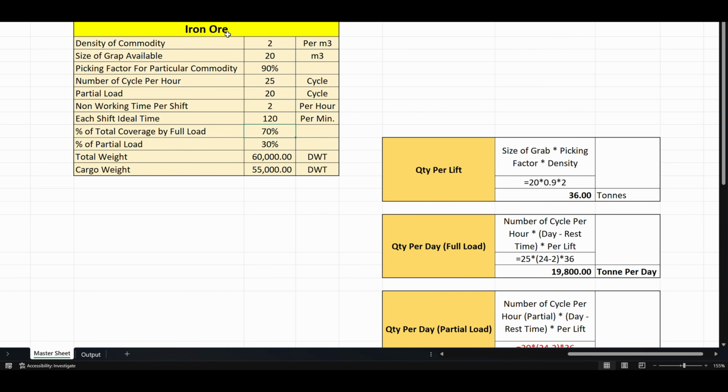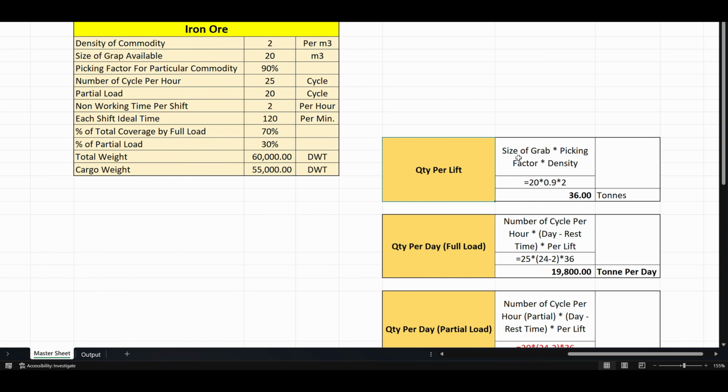Percentage of total coverage by full load is 70%, partial load is 30%. Total weight is 60,000 dead weight tonnage, and cargo weight is 55 thousand dead weight tonnage. So the weight of the iron ore is 55,000 tons. Now we can solve the numerical.